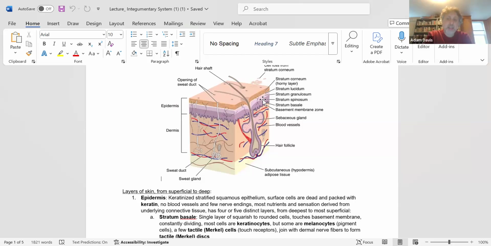Now, here's the thing. Once you waterproof the outside of the cell, once that coating forms on the outside, those cells can no longer take in water or water-soluble nutrients and gases. So once that coating covers the outside of the cell, they can't take in nutrients anymore, they can't take in oxygen anymore. Starting from the stratum granulosum on up, all of these cells are dead because they've lost the ability to take in nutrients and gases.